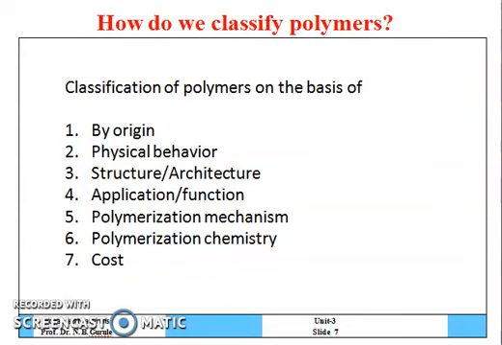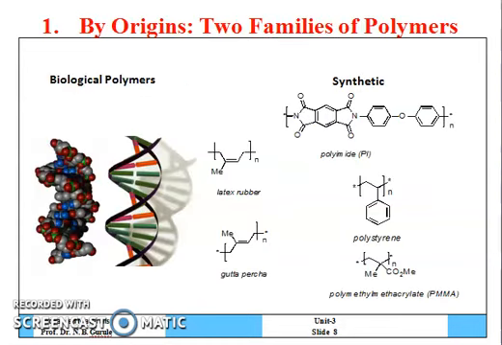Now, these plastics are mainly classified on the basis of different criteria, and these criteria are: number one, polymers are classified on the basis of their origin, second on the basis of their physical behavior, third on the basis of their structure and architecture, fourth on the basis of their function and application, fifth on the basis of polymerization mechanism, sixth on the basis of polymerization chemistry, and seventh on the basis of cost. These criteria are mainly used to classify the existing polymers. Now, we'll see one by one.